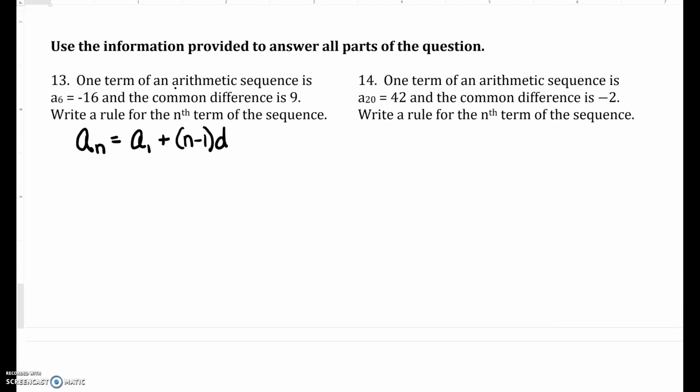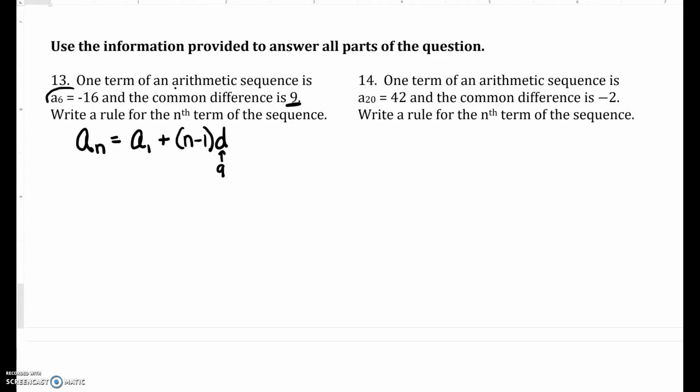Okay, in this problem, it says the common difference is 9. So we are going to put 9 in place of d. It also says that your sixth term is negative 16. In order to write a rule for the nth term, you need to have the first term and the common difference. We don't have the first term, we have the sixth term.